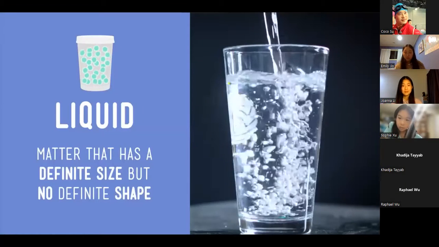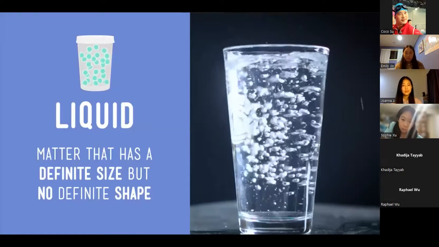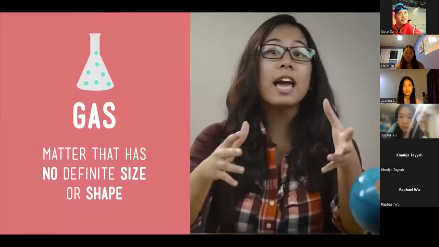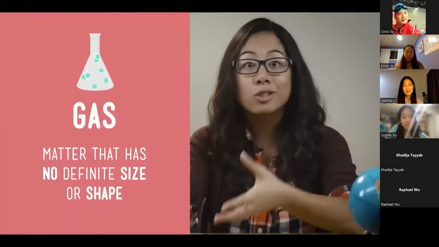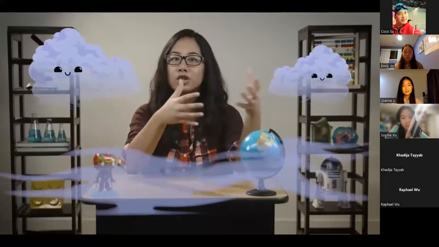Liquid is matter that has a definite size, but no definite shape. The water in this glass is a liquid. It has a definite size, but no definite shape. Like, you could say that my desk is desk-shaped, but there's no such thing as water-shaped. And a gas is matter that has no definite size or shape. The air around me and you is a gas. It's not shaped like anything, and its size changes depending on how big the container is that it's in.